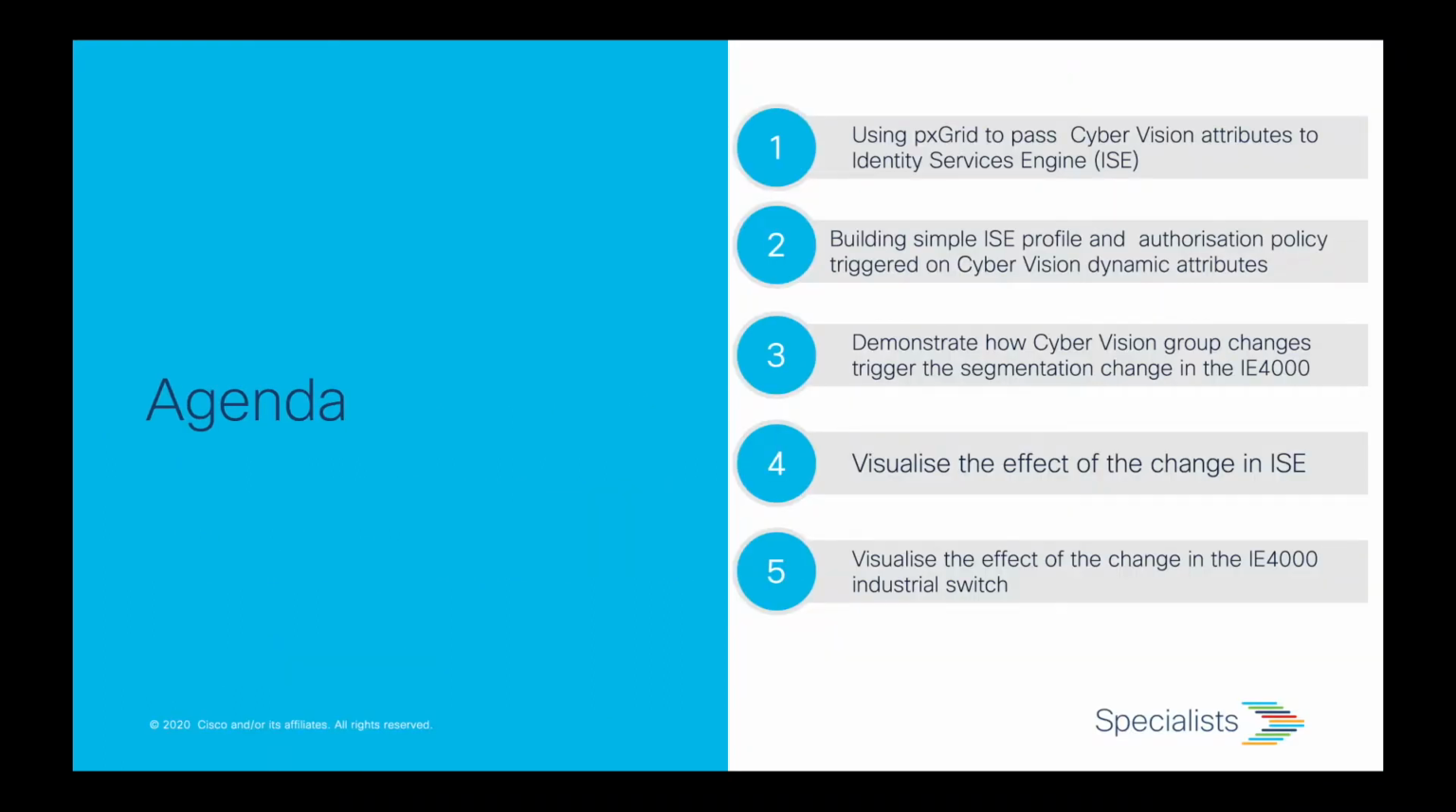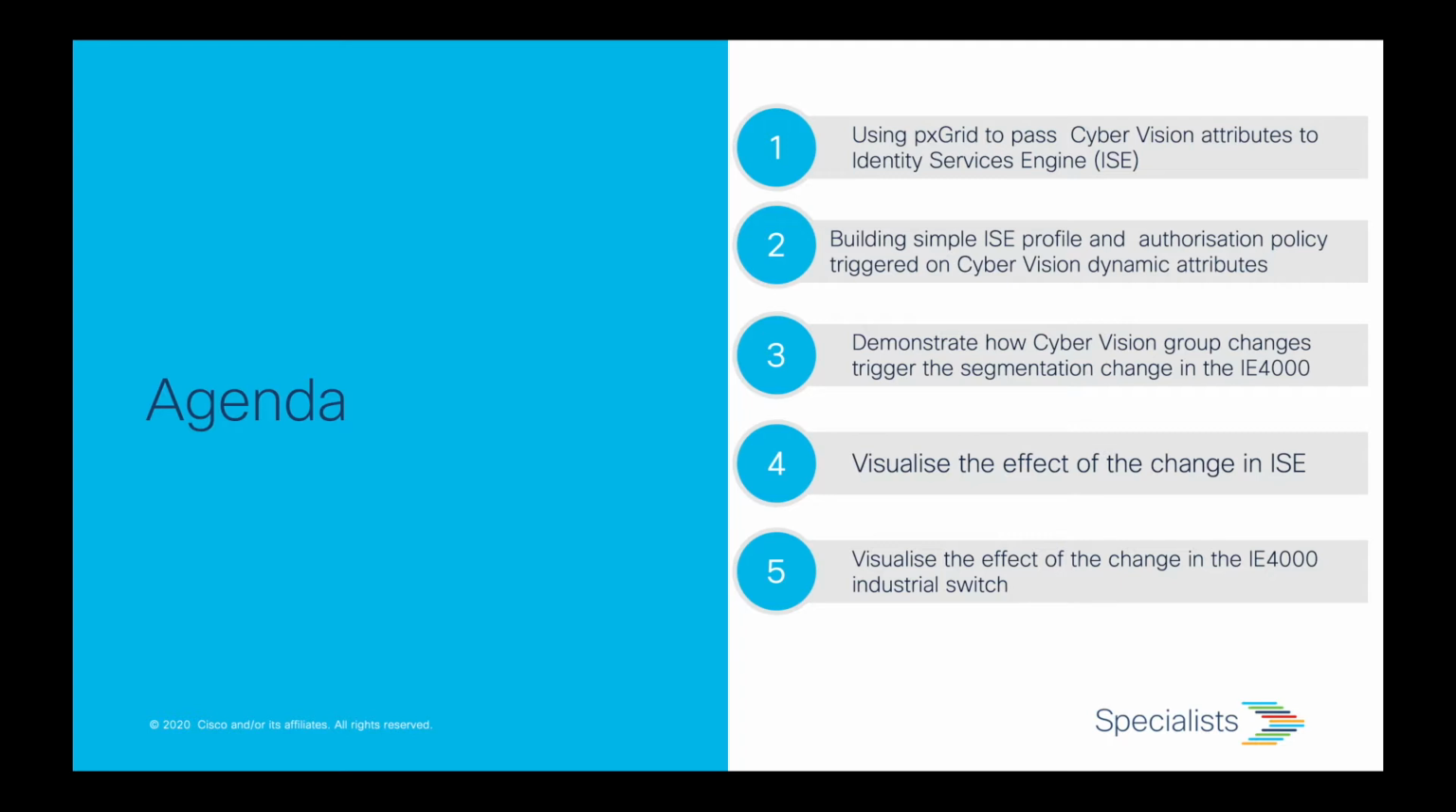So let's have a quick look at the agenda for this demonstration. We're going to investigate the pxGrid interface and how it's configured on both platforms. Then we'll have a quick look at how I've built a profile and authorization policy to trigger on changes that can be passed across this interface from Cisco Cyber Vision.